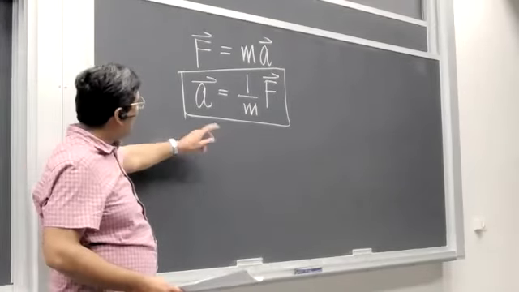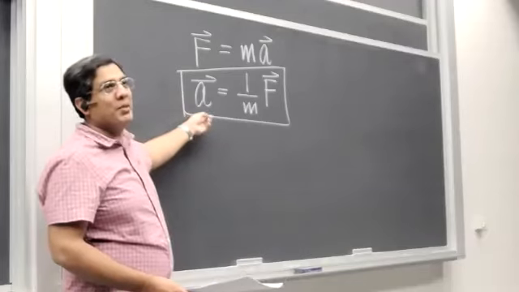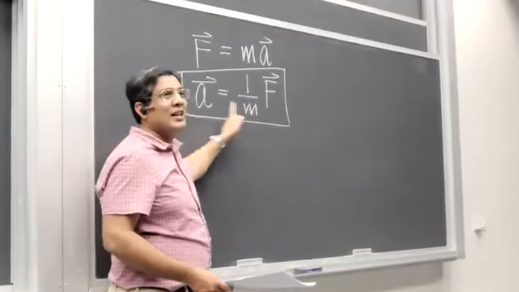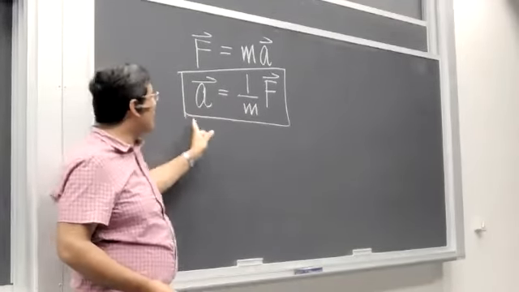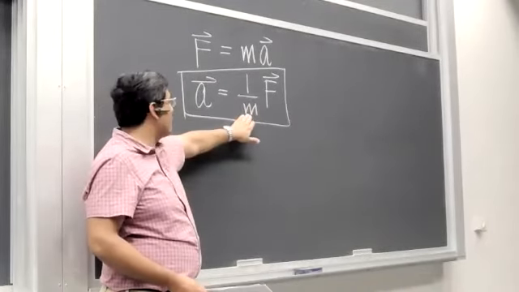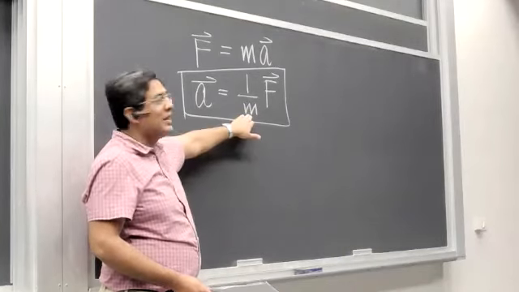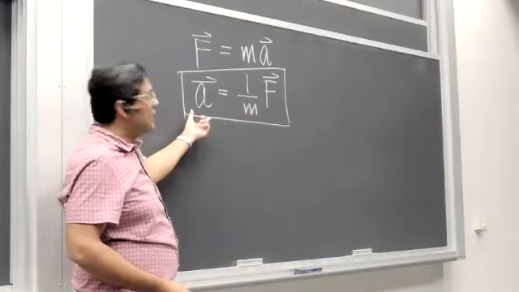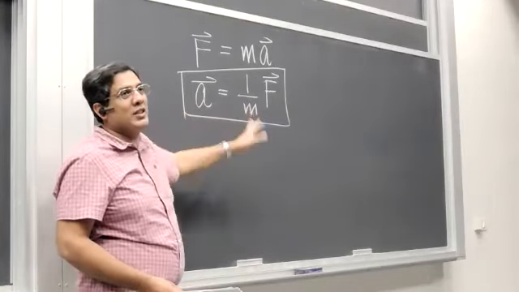But this is basically a quantitative relationship between force and acceleration for a given amount of force and for a given object, of course, because mass will tell you what the object is, and you can produce a certain amount of acceleration. This is a quantitative relationship.